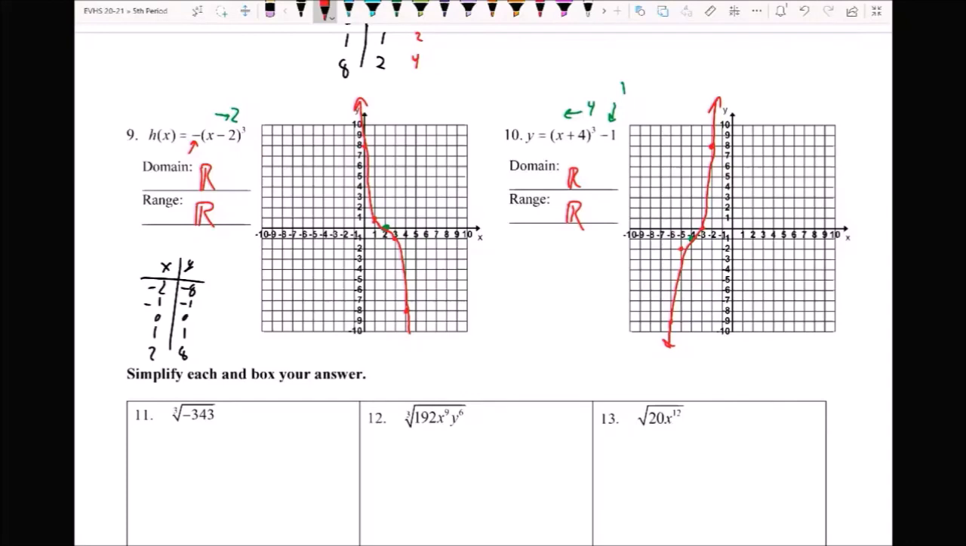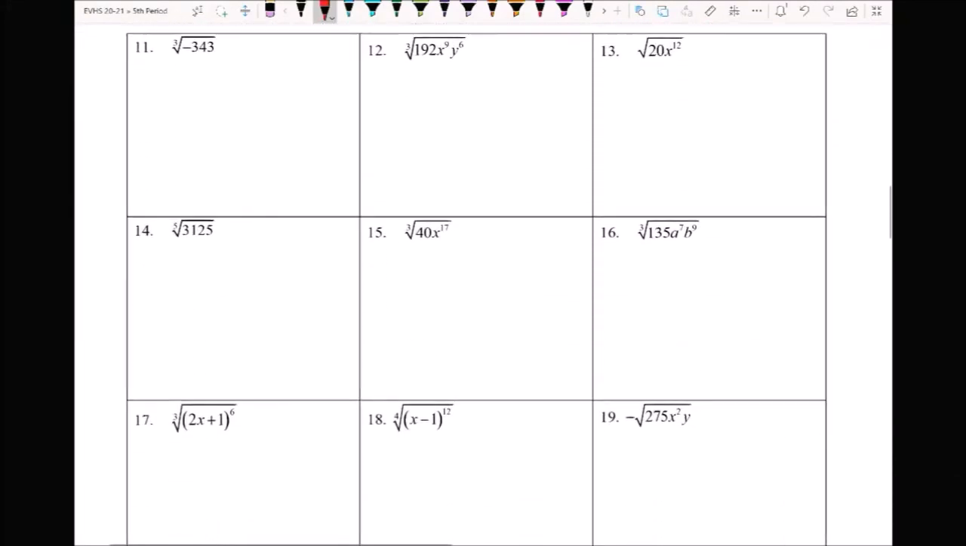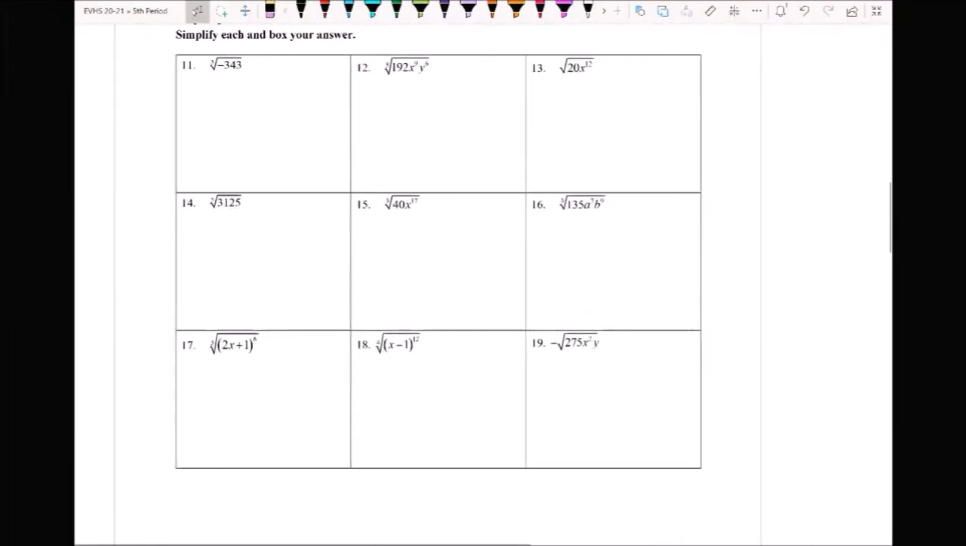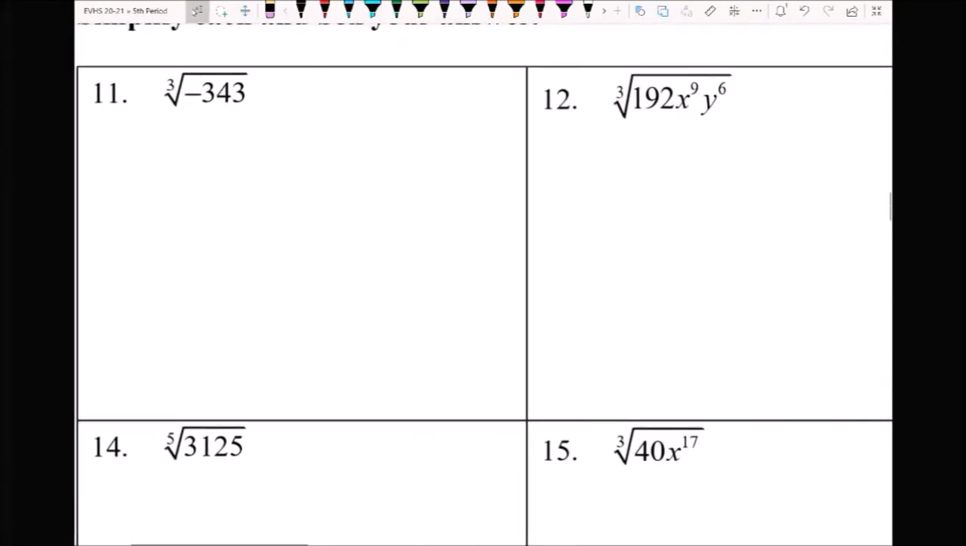Okay, our next section is going to jump back to the first lesson of the unit, and we've got quite a few of those. The big thing here is for the coefficients, we want to take our prime factorization and split it up into groups of whatever number is in the index. In this case, on number 11, it is a 3. So let's go ahead and start breaking this up.